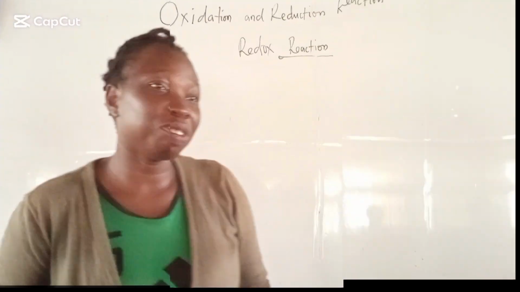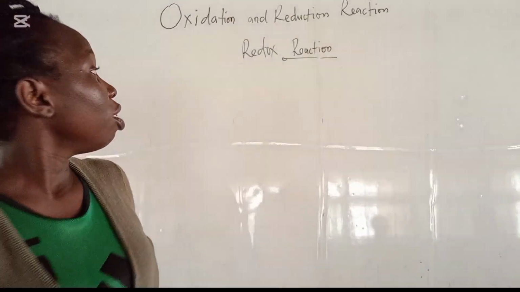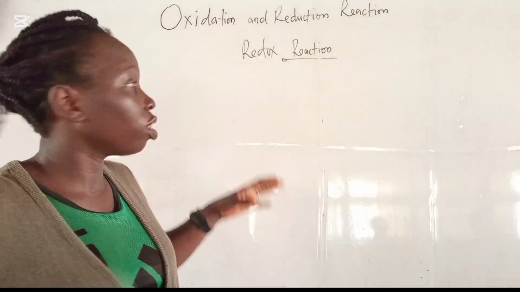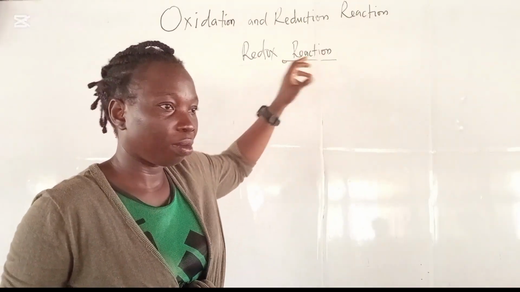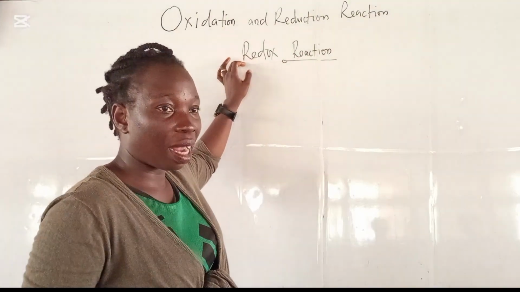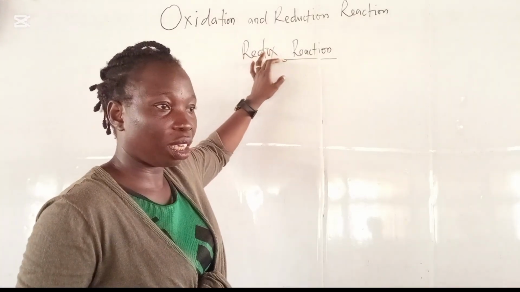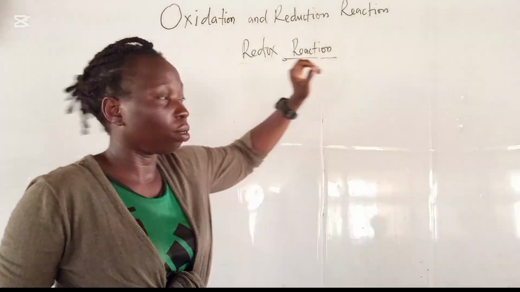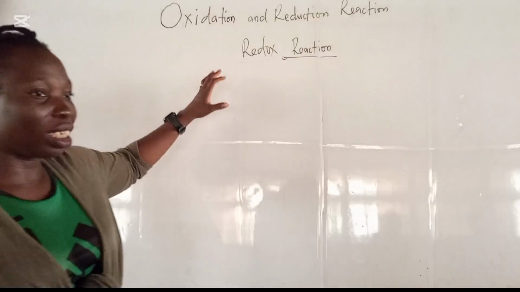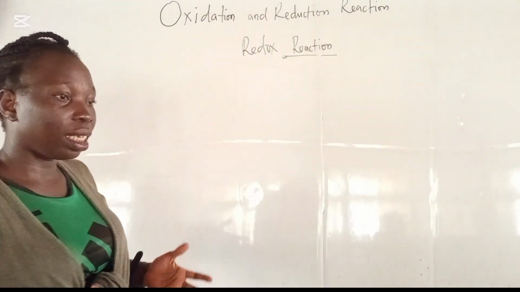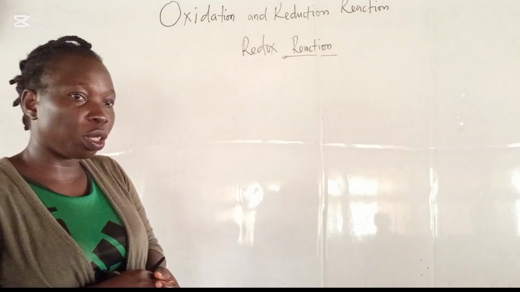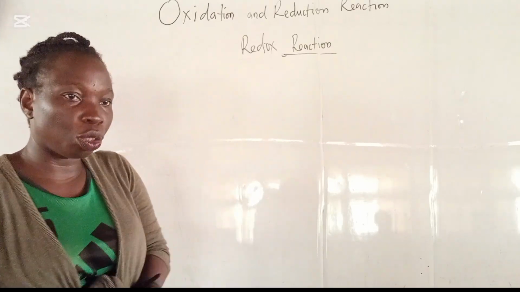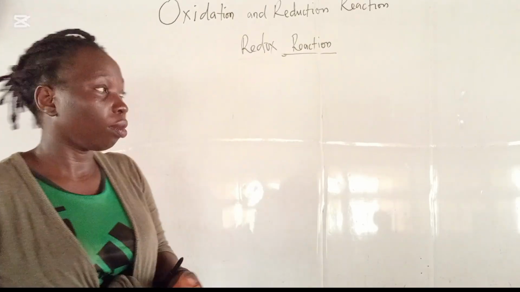Because today we'll be doing redox reaction. Redox reaction involves reduction and oxidation reaction. Red means reduction, ox means oxidation, then the reaction. What is redox reaction? I said redox reaction is the reaction between oxidation and reduction reaction.